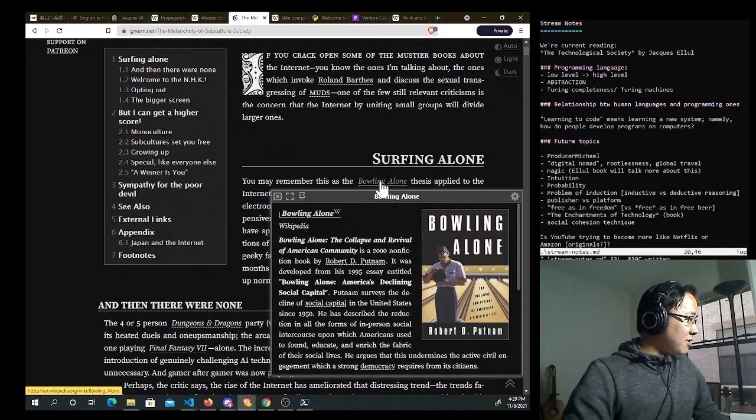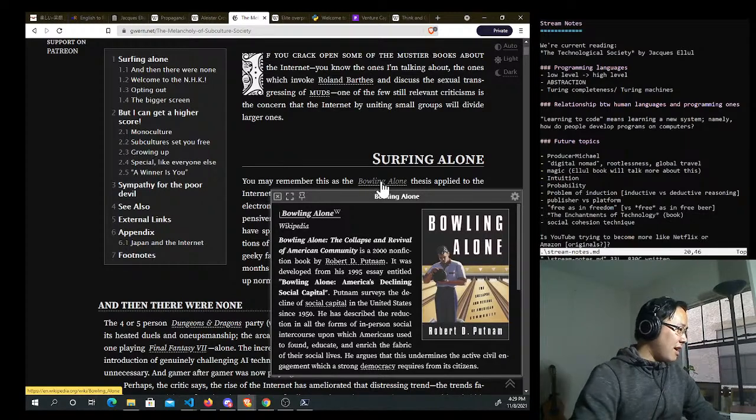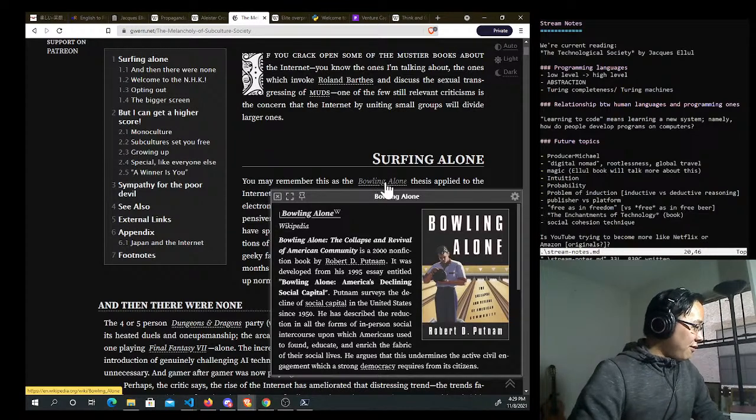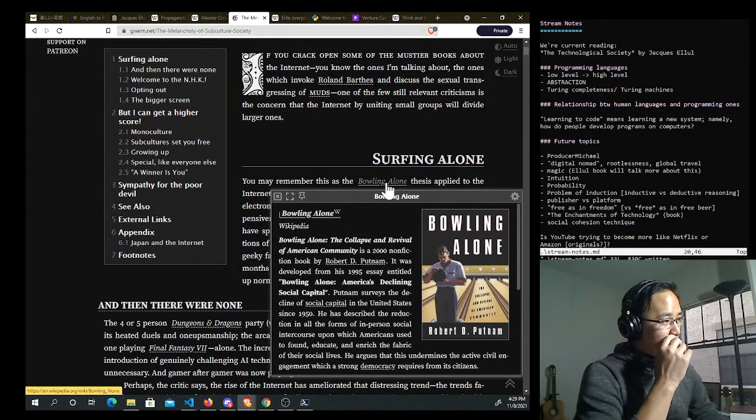Putnam surveys the decline of social capital in the United States since 1950. He has described the reduction in all forms of in-person social intercourse upon which Americans used to found, educate, and enrich the fabric of their social lives. He argues that this undermines the active civil engagement that a strong democracy requires from its citizens.